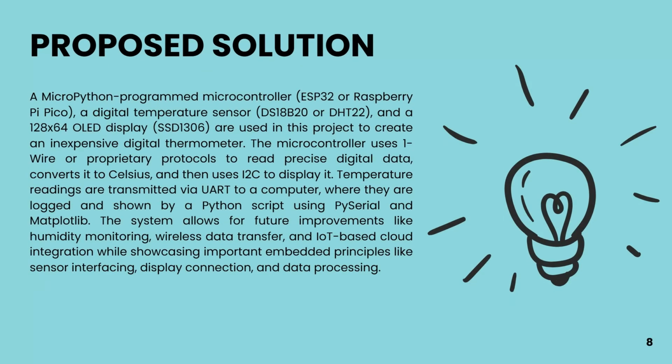The proposed solution: a MicroPython-programmed microcontroller, ESP32 or Raspberry Pi Pico, a digital temperature sensor, DS18B20 or DHT22, and a 128 times 64 OLED display, SSD1306, are used in this project to create an inexpensive digital thermometer. The microcontroller uses one wire or proprietary protocols to read precise digital data, convert it to Celsius, and then use I2C to display it. Temperature readings are transmitted via UART to a computer where they are logged and shown by a Python script using PySerial and Matplotlib.